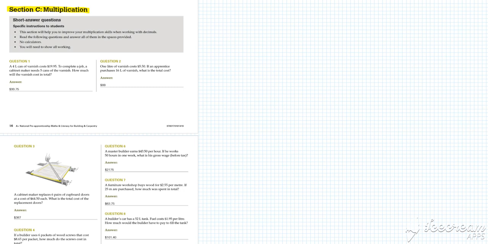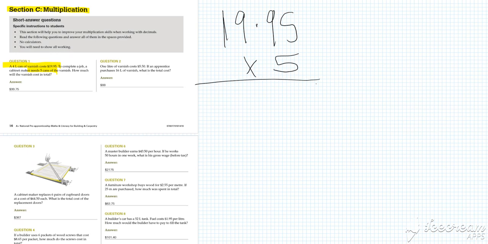So when we look at this one, we can see that we're buying 4 cans of varnish. It costs $19.95. To complete a job, he needs to make 5 cans of the varnish. How much would the varnish cost? Oh, sorry, 4-litre can. 5 times $19.95. What's really important is that you put the number with the most digits on the top, and you put the number with the least digits on the bottom. That's going to make your life so much easier.